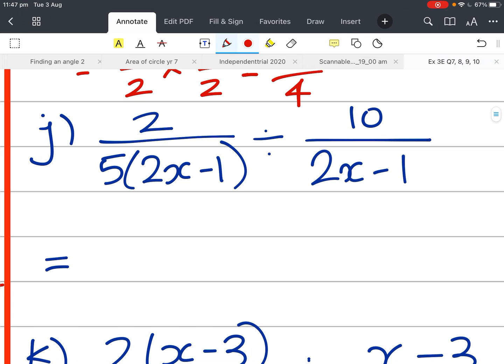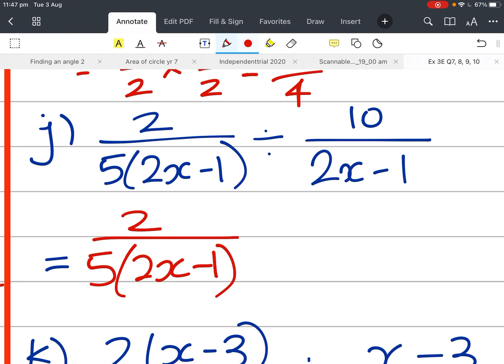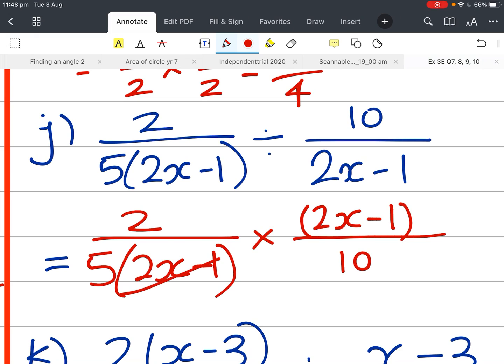Right, let's try the next one. 2 over, you have a go and pause this video if you want to have a go on your own. Change the division to a times. Flip the second fraction. Haven't left myself a lot of room here, have I? Okay, so let's do it. Let's put those in brackets. What's exactly the same I could get rid of.